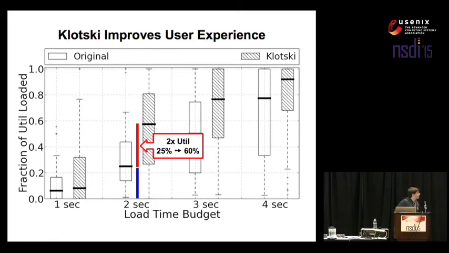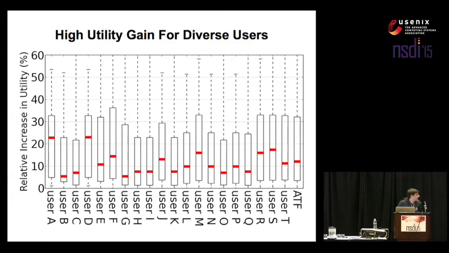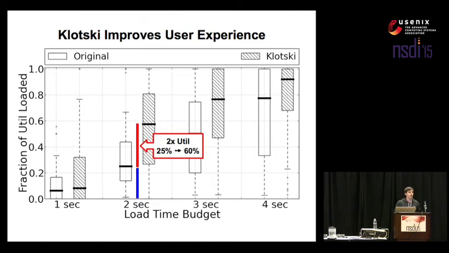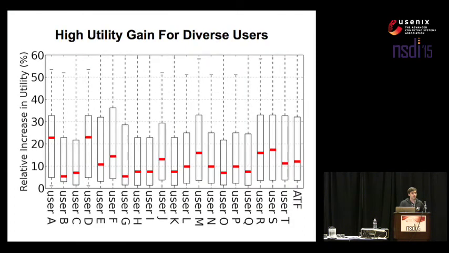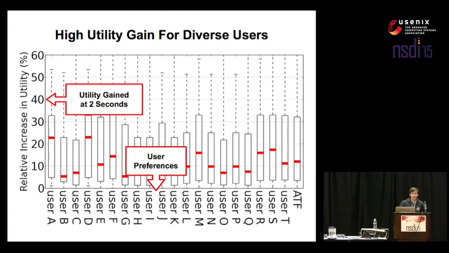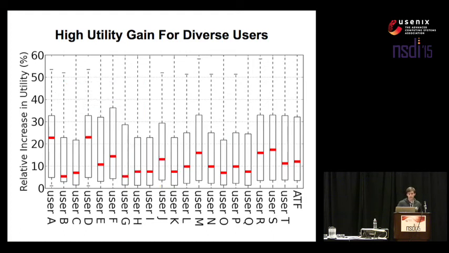Now this was for prioritizing for above the fold content. Like I said before, we did a user study and collected lots of different user utility preferences on what they found was important to load first on a web page. Here you can see that across a diverse range of user utility preferences, the utility gains at 2 seconds while using Klotski show very positive results. Even across many different types of user preferences, Klotski is able to improve the experience.